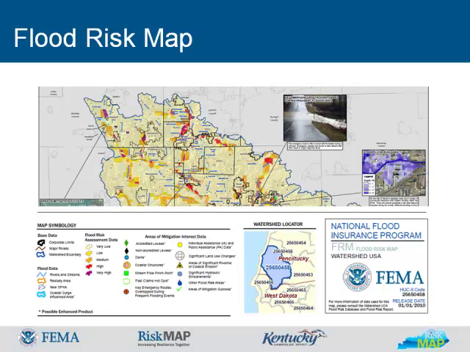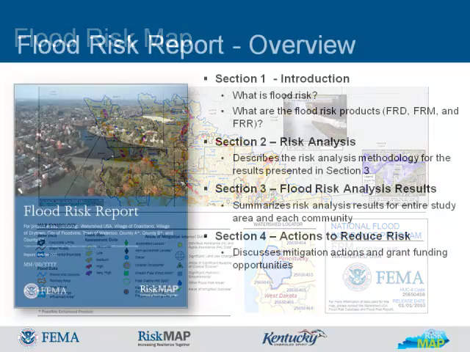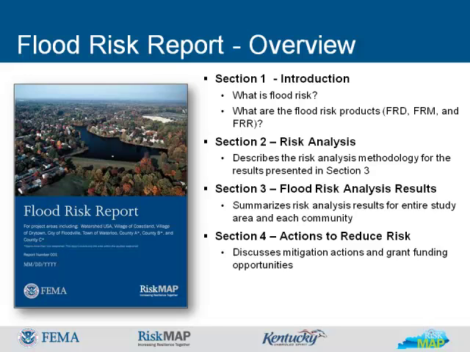The map contains the location of dams, levees, areas of mitigation interest, emergency routes, stream flow pinch points, information regarding the study areas, floodplains, watershed information, major routes, streams and rivers, and municipal boundaries. The data for the map is stored in the RiskMAP database. The Flood Risk Report provides an overview of the watershed, including information regarding the flood risk in the area. Section 1 provides an overview of flood risk and the flood risk products. Section 2 explains the methodology for the flood risk analysis results.